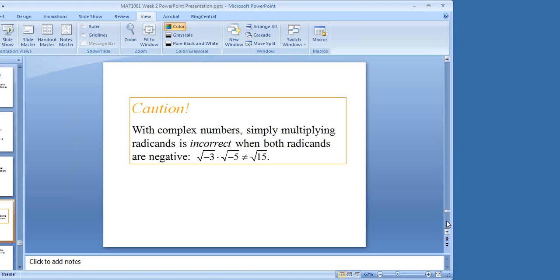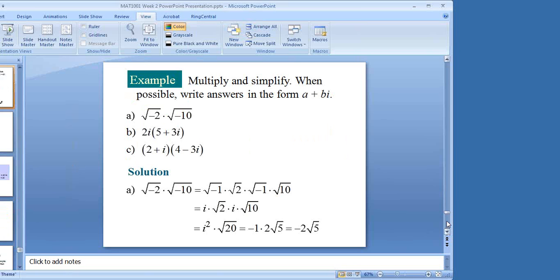So the first number is really i times the square root of 3, and the second is really i times the square root of 5. We've got to have that i component. Then we can simplify from there. All right, like you see in example A, and really like the example we did a couple of seconds ago. That's really i times square root of 2 times i times square root of 10, which is i squared times the square root of 20.